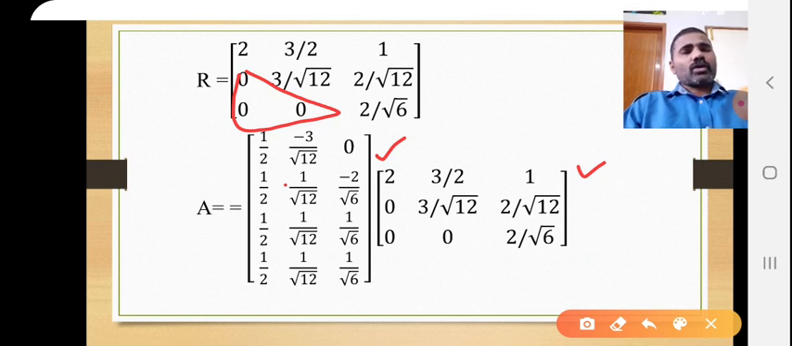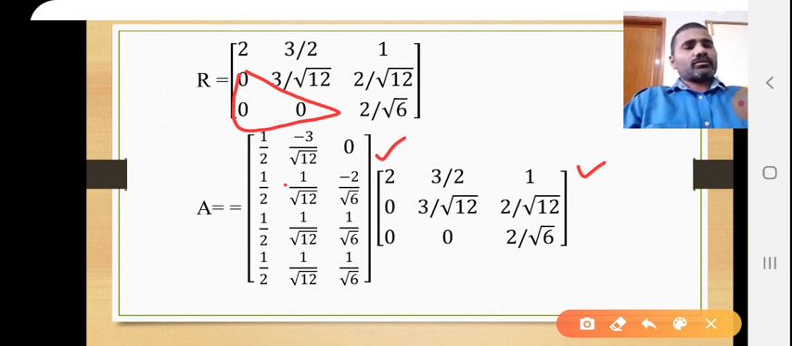This is known as QR factorization of a matrix. A is not necessarily a square matrix. A is of any order whose columns are linearly independent. If columns are linearly independent, we can factorize it as Q into R, where the columns of Q are orthonormal vectors. They form an orthonormal basis for the column space of A, and R is an upper triangular matrix whose diagonal entries are all positive.